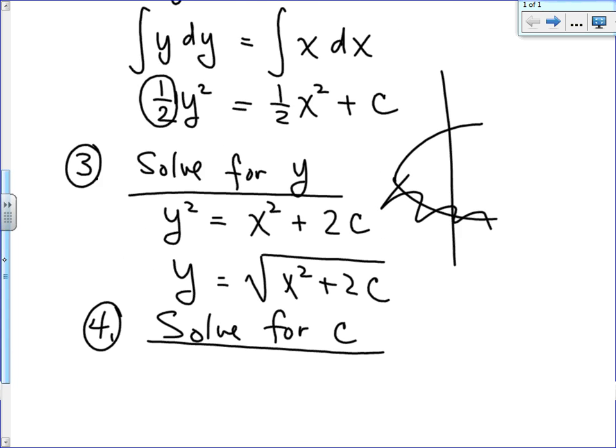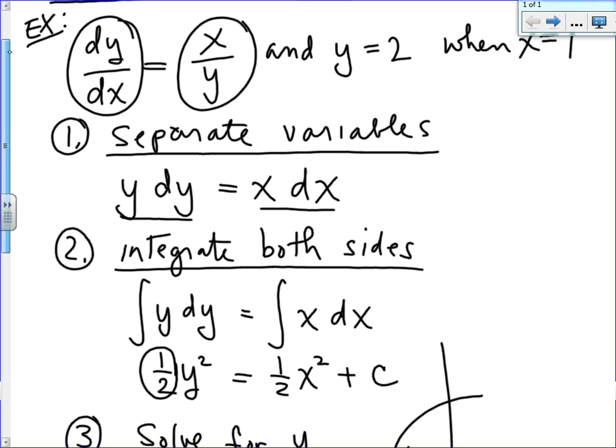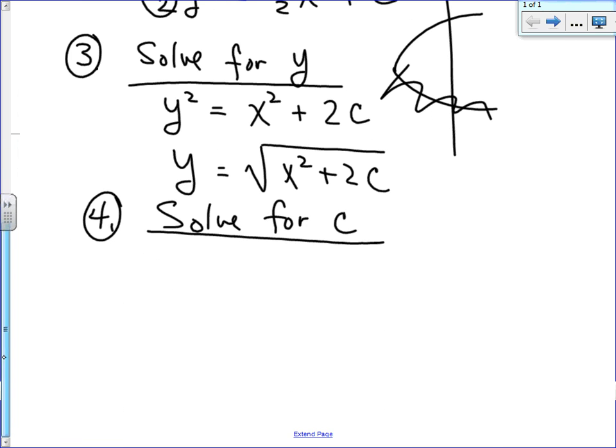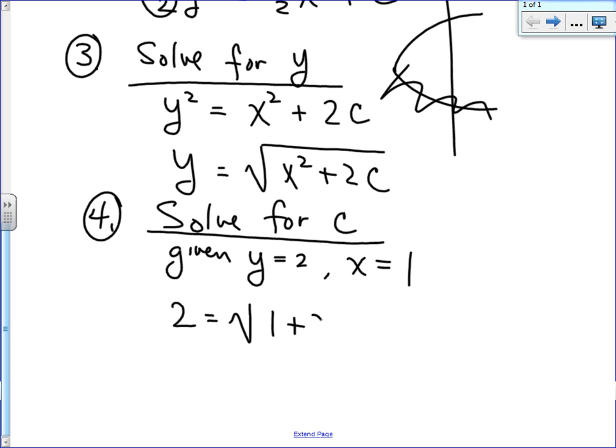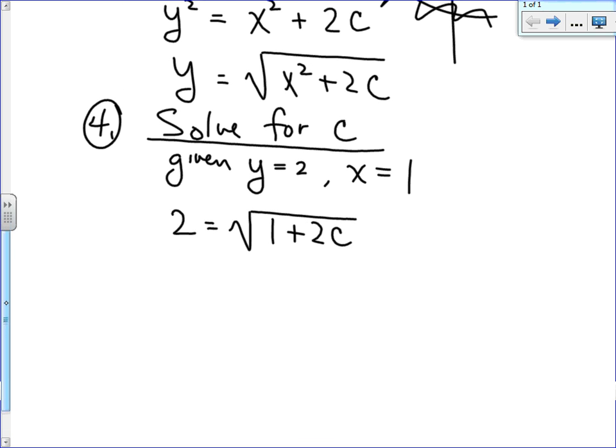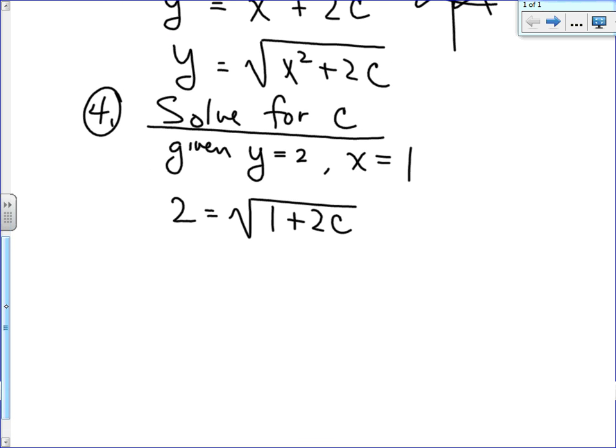Okay, now I have to go back to the beginning where it said y is 2 when x is 1. So it said y is 2. This was the given part. Given y is equal to 2 and x is equal to 1. So I go back to my equation. 2 is equal to the square root of 1 plus 2c. See, now I'm going to do some examples here that require you to do a little bit of algebra, and hopefully the pre-calc is going to come through here. I've got to solve that for c now. So what do we do? Solve for c.